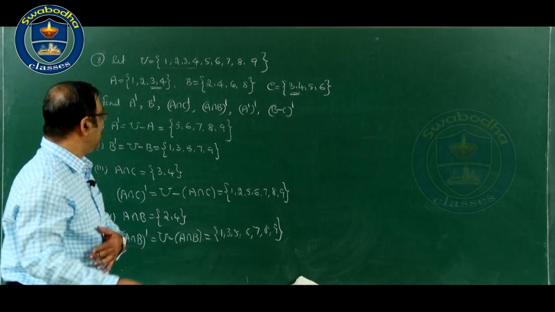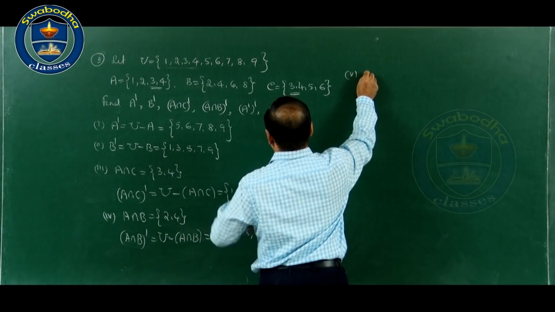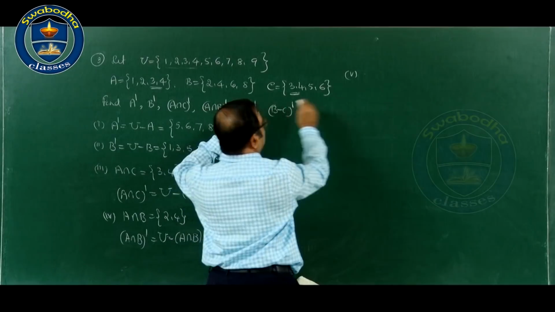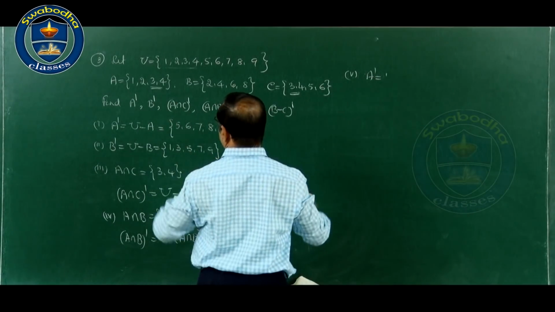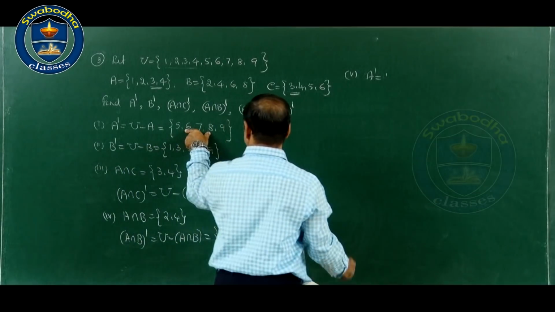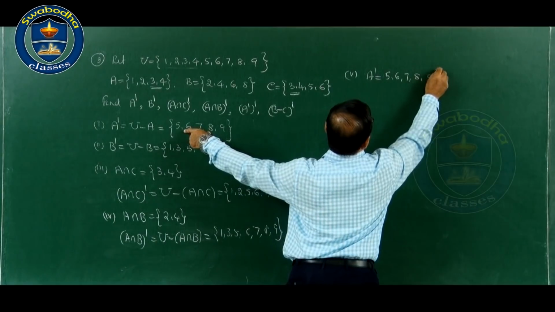Follow this. Next, the fifth one, that is for writing A complement. I wrote A complement. A complement is equal to U minus A. 5, 6, 7, 8, 9.